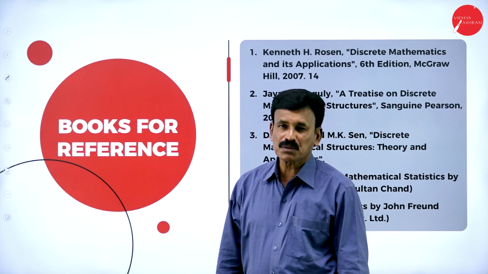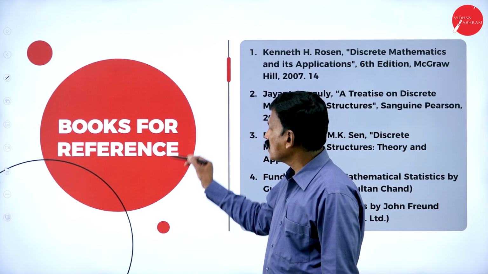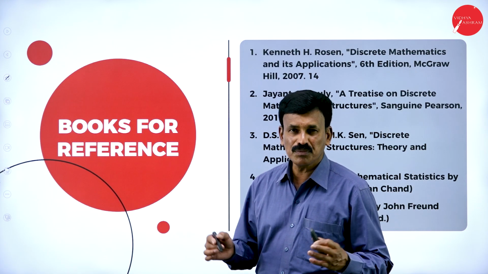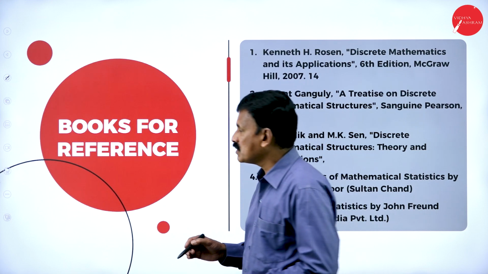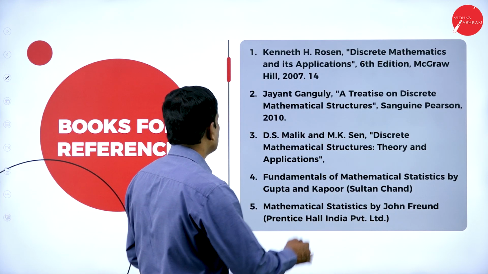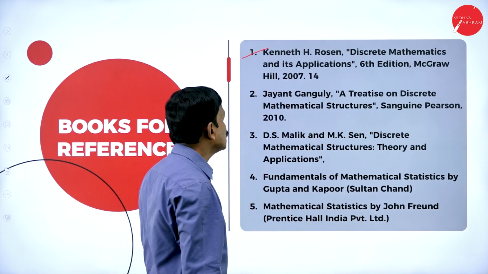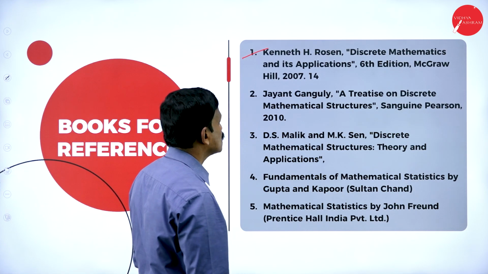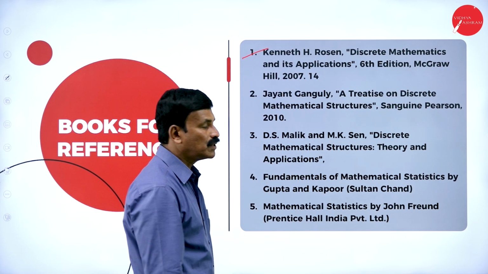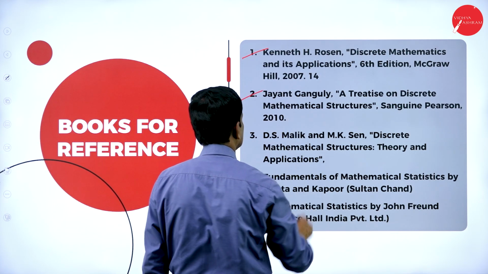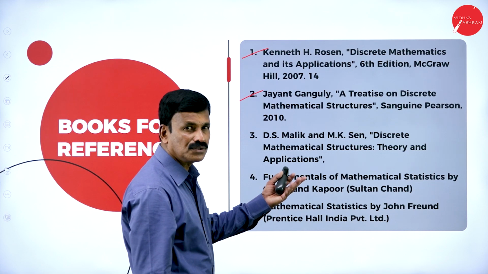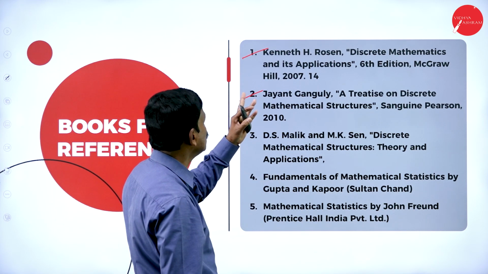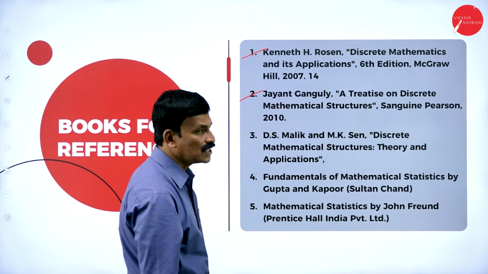Now the last part in this discussion is the reference books. Which are the books we are going to use for reference? There are so many books. Let me discuss a few books which we are going to refer. The first is Kenneth H. Rosen, Discrete Mathematics and its Applications, McGraw Hill publication. The second one is Jayant Ganguly, Discrete Mathematics, Pearson publication.